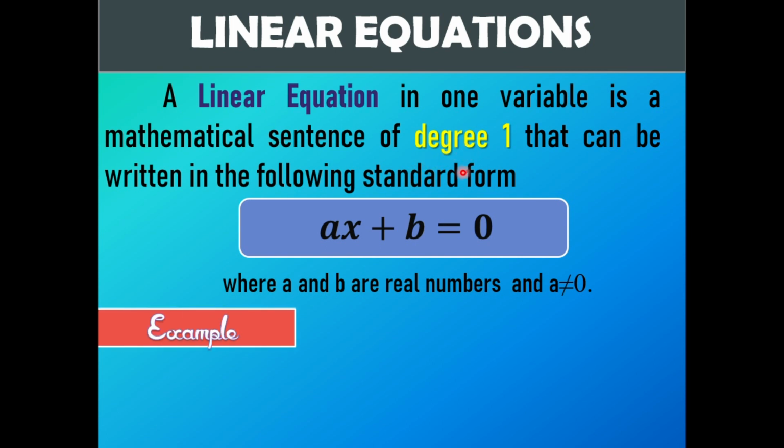Let's have some examples of linear equations. 2x plus 4 equals 0, x equals 5, 3 equals negative 4a. The literal coefficients, or the variables in these expressions, are x and a. Looking at the variables, the highest exponent of each variable is 1. So this is called a linear equation.